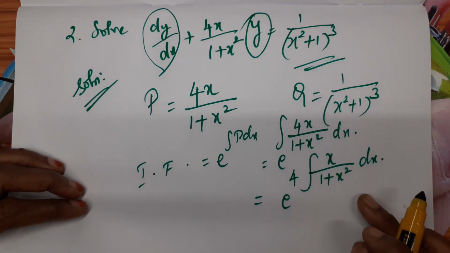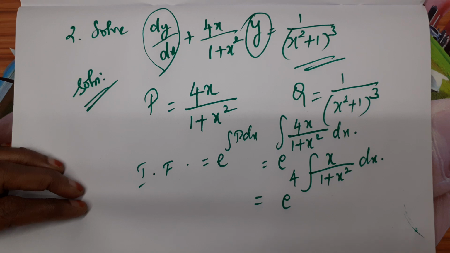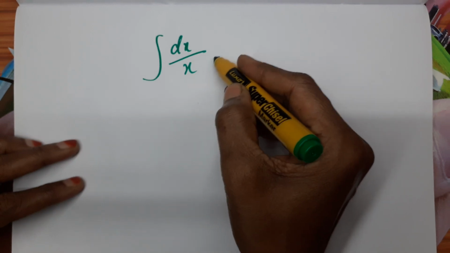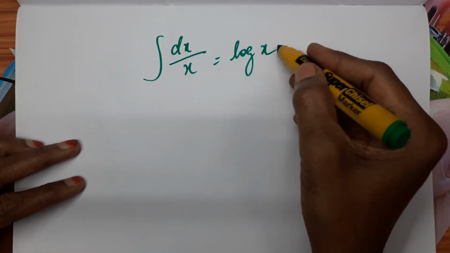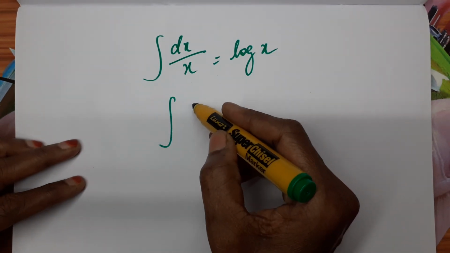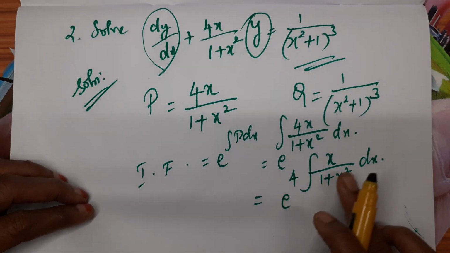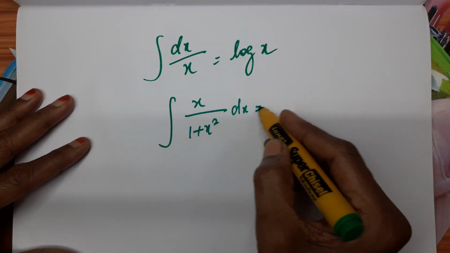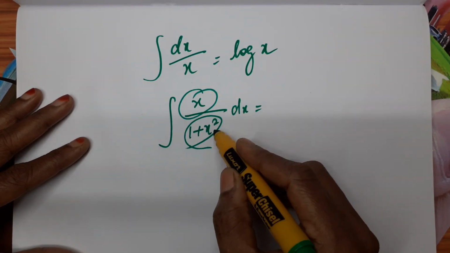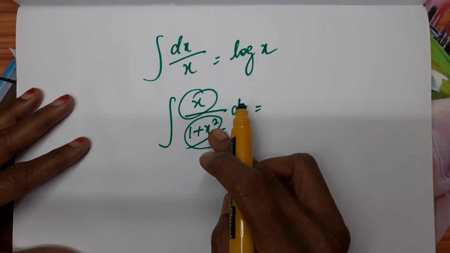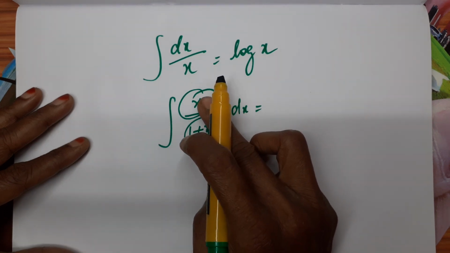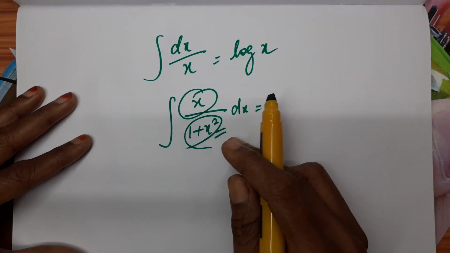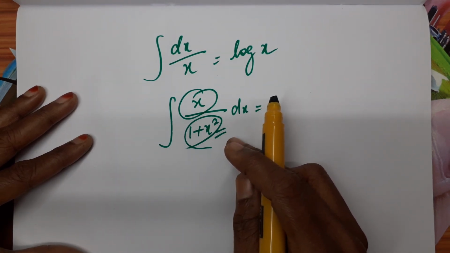For finding this term, let me explain some examples. What is the formula for integrating dx by x? Already we know this. This is log x. Now come to the term given here. After taking 4 outside, we have x by 1 plus x squared into dx. Compare these two powers. Here the highest power of x is 2, and the power of x in the numerator is 1. If we have a term like this, better we go for the variable substitution method.